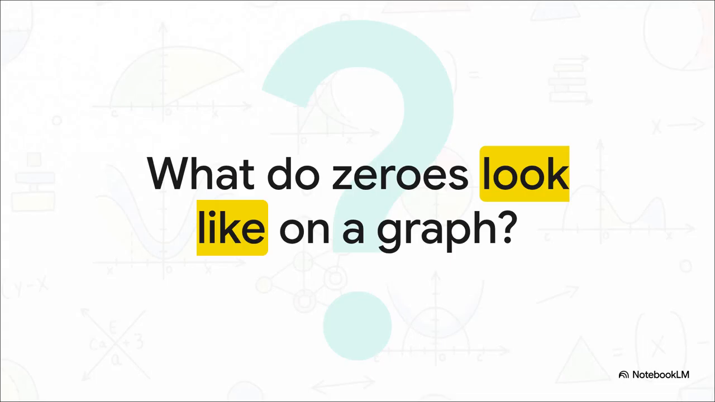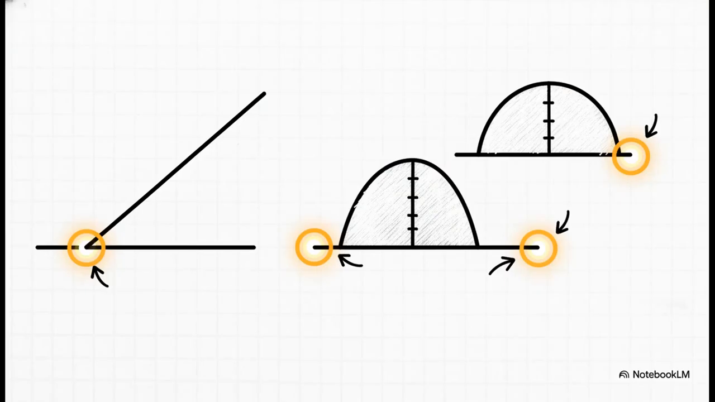So, understanding this algebraically is absolutely crucial. But let me ask you this. What do these zeros actually look like on a graph? Let's shift gears for a second, moving from abstract algebra into visual geometry. This is where things get really cool. Geometrically speaking, the zeros of a polynomial are exactly the coordinates where the graph cuts directly through the x-axis.